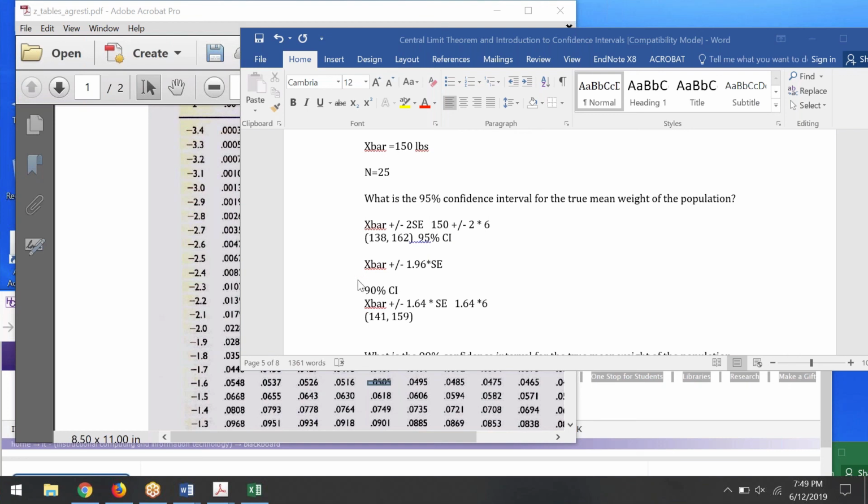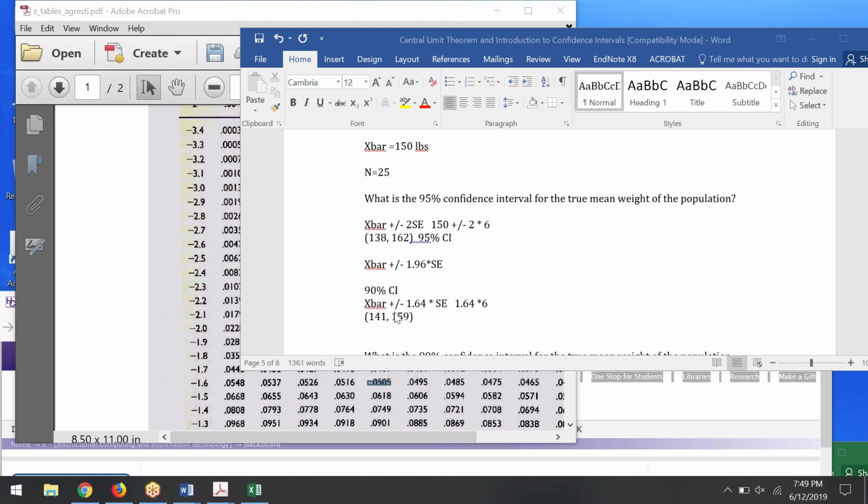I'm willing to be only 90% confident that my true population mean is between these two numbers, I can have a narrower range. If I want to be more confident, let's say I want to be 99% certain, I have to make my range wider, so that I'm more certain that I'm going to capture the true population mean between those two numbers.